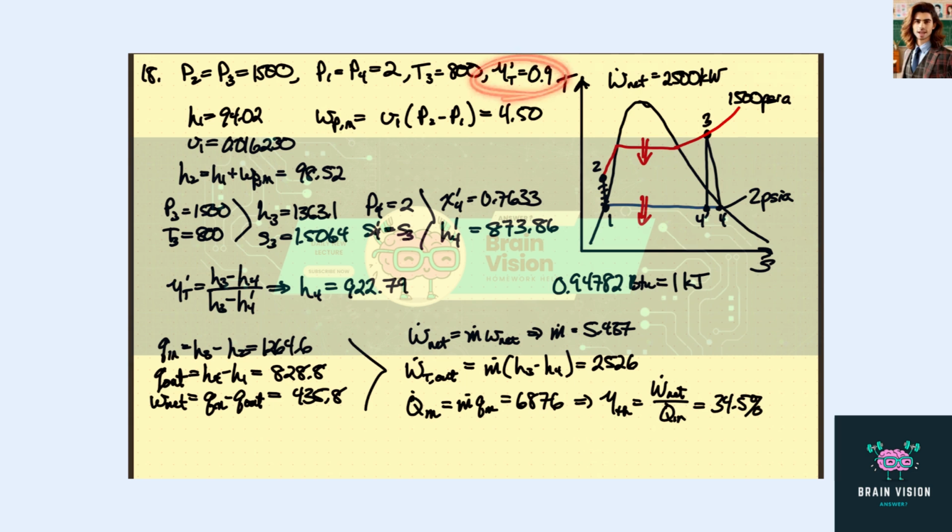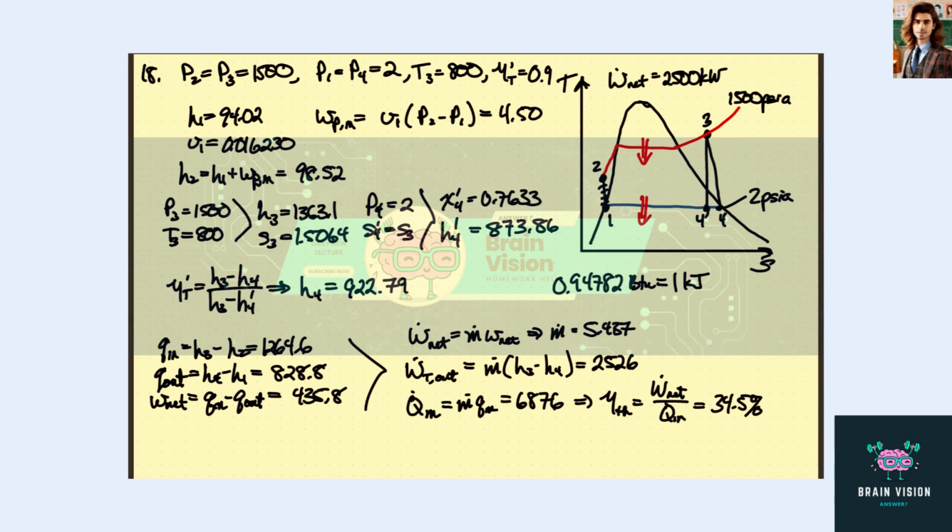We know the isentropic efficiency, and we know the relationship between the enthalpies and the efficiency. So we can figure out what the actual enthalpy at point 4 is, and that winds up being 922.79 BTU per pound mass.